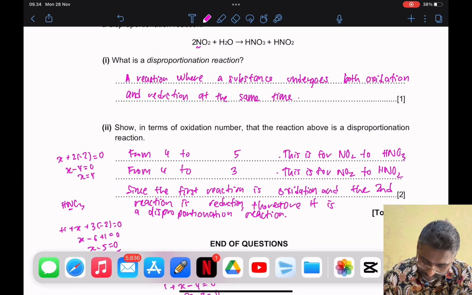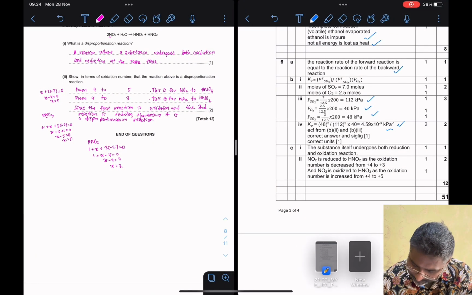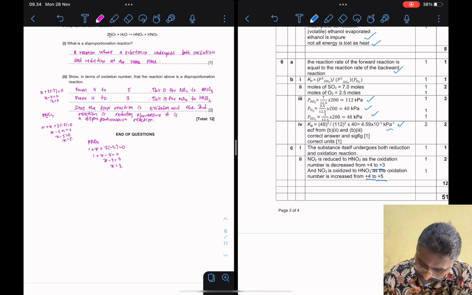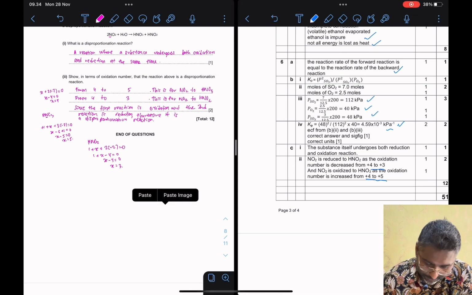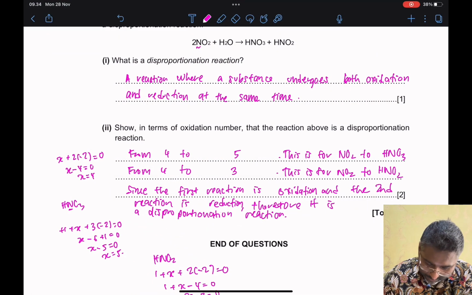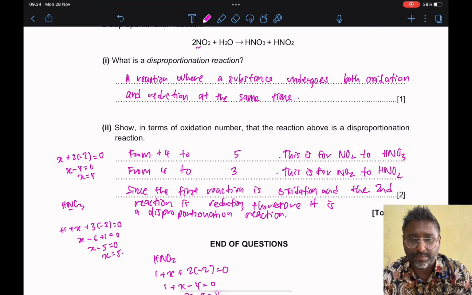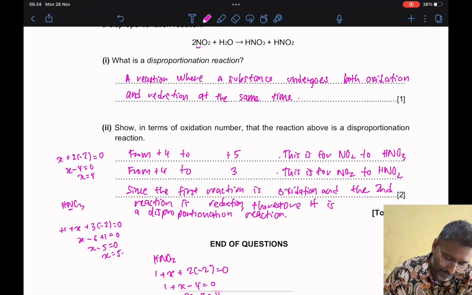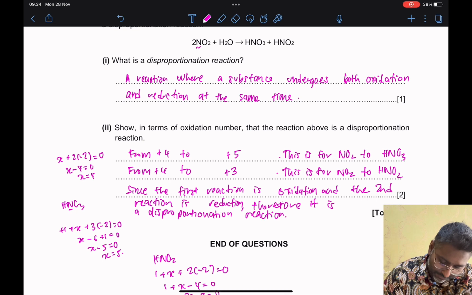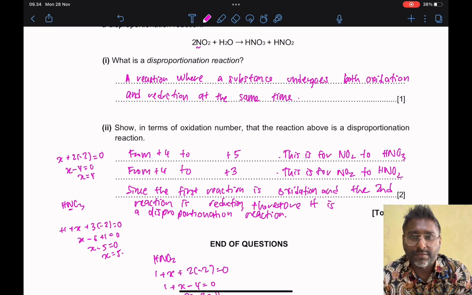So just roughly we check the marking key again. You see 4 to 3, 4 to 5. One of the things that is really important over here is to put plus 4, plus 5, plus 4, plus 3. So that's it. We have gone through the question paper.